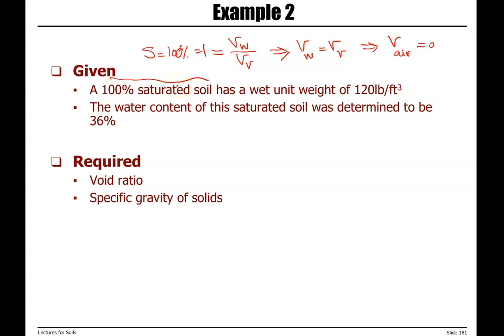100% saturated soil has a wet or moist unit weight of 120 pounds. So gamma is 120 pounds per cubic feet. The water content of this saturated soil is 36%. The question is asking us to find void ratio and a specific gravity of solids.